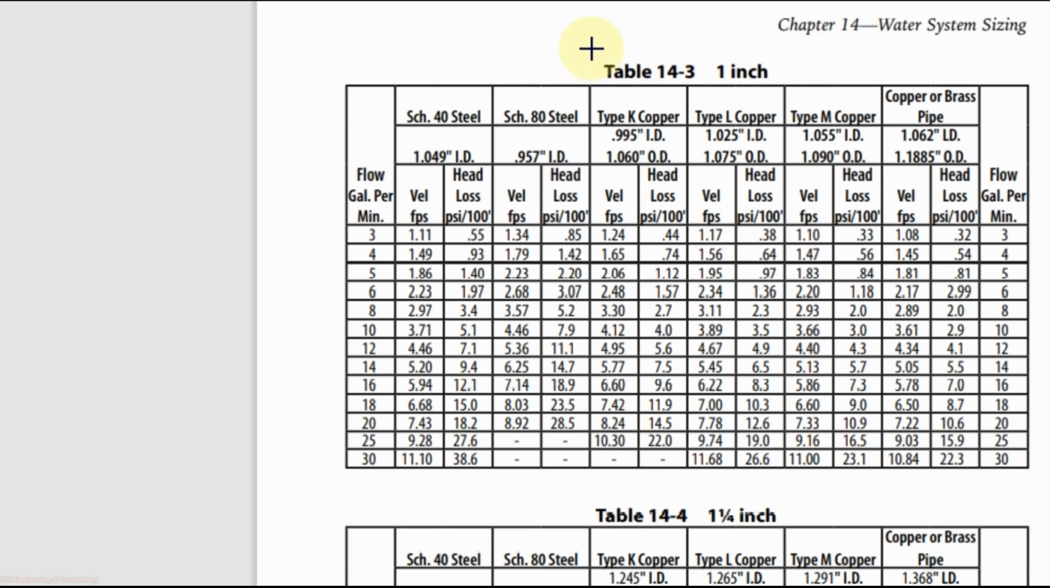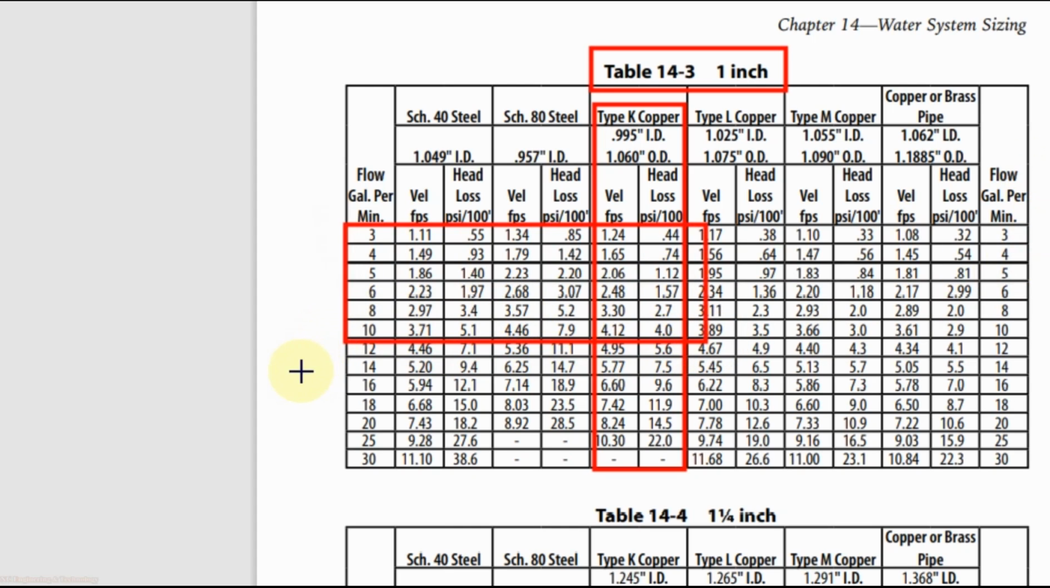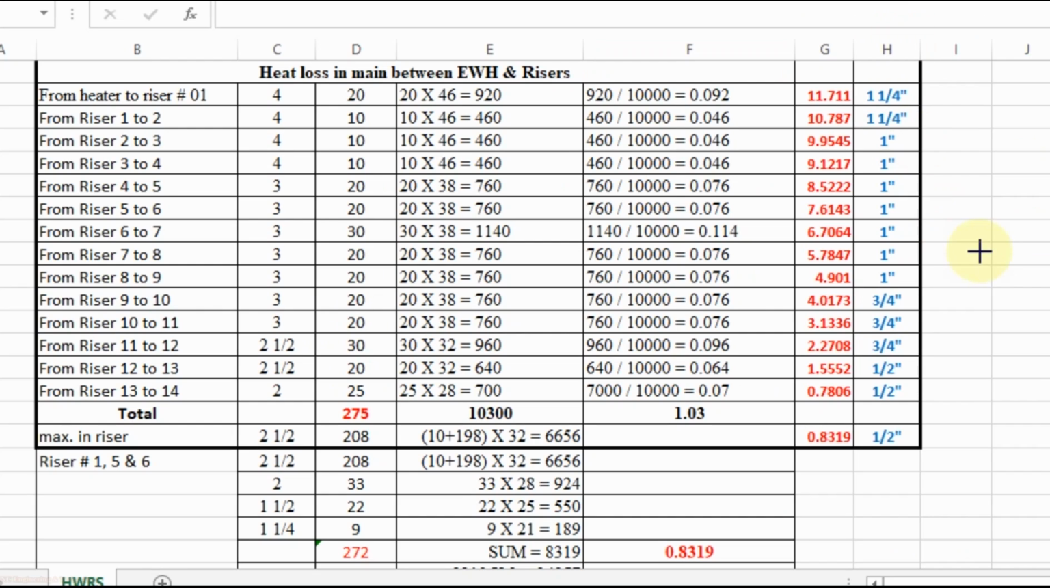Then we will go to the next pipe size, that is 1 inch. Let us select the copper pipe type K, and the pressure head loss 4 is our limit, so we can select our pipe size up to this row. You can see here the maximum GPM value is 10. So for pipe segment having GPM value from 4 up to 10, we will select the pipe size 1 inch.